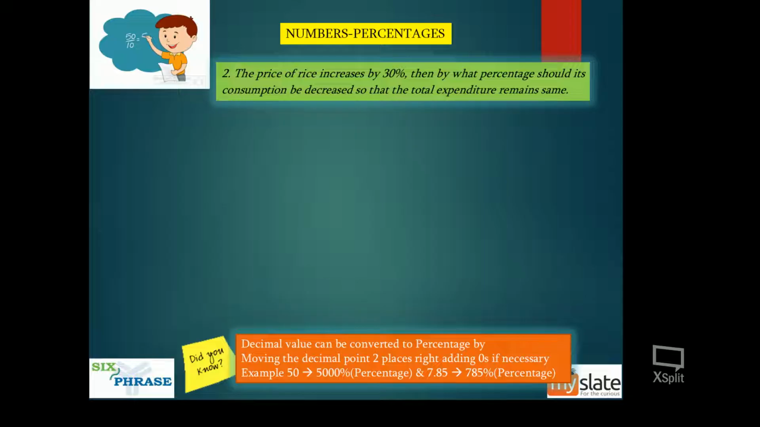The price of rice increases by 30 percent, then by what percent should its consumption be decreased so that the total expenditure remains the same? So take a moment, read the question. We are going to apply what we've studied all this while, so make sure that you understand it. The price of rice increases by 30 percent. Then by what percentage should its consumption be decreased so that the total expenditure remains the same?